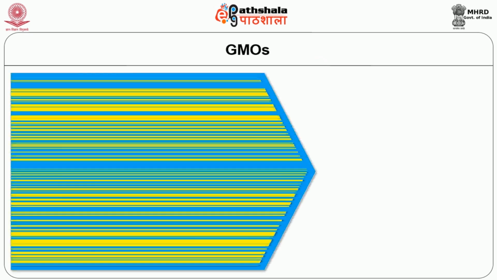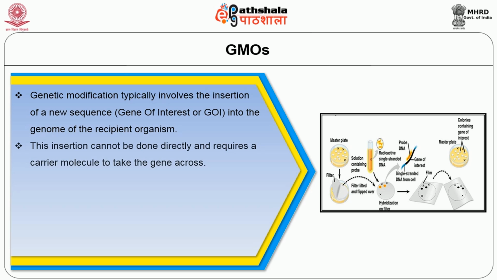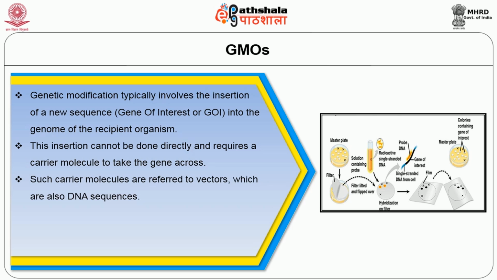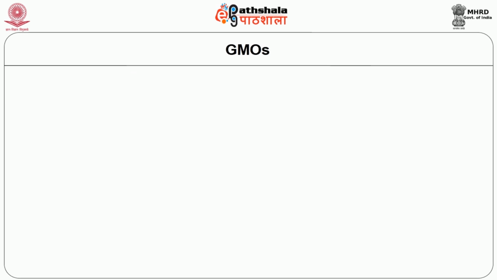Let us now see how GMOs are made. Genetic modification typically involves the insertion of a new sequence, which is the gene of interest, or GOI popularly, into the genome of the recipient organism. This insertion cannot be done directly and requires a carrier molecule to take the gene across. Such carrier molecules are referred to as vectors, which are also DNA sequences. Additionally, multiple copies of the gene are required, which is also achieved by amplification after insertion into a vector. Let us now consider how this is made possible.